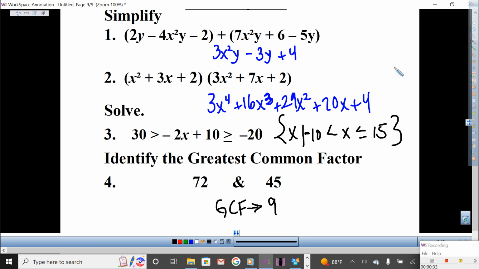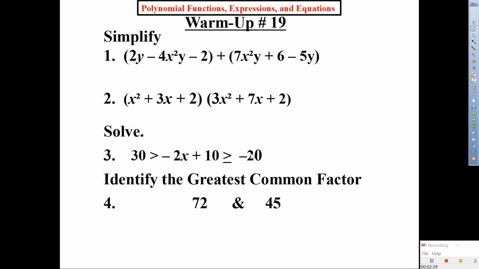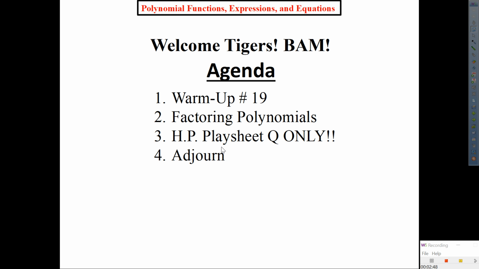Here we go. Agenda for today, we've got warm-up number 19. We're continuing with factoring polynomials. And tonight's home play is play sheet Q. Last night was play sheet A on factoring. Today I changed a couple things, but it's also 10 problems. Play sheet Q should be in Canvas.